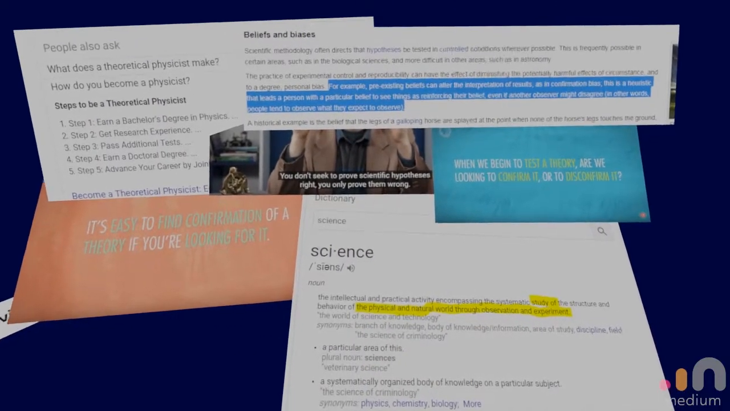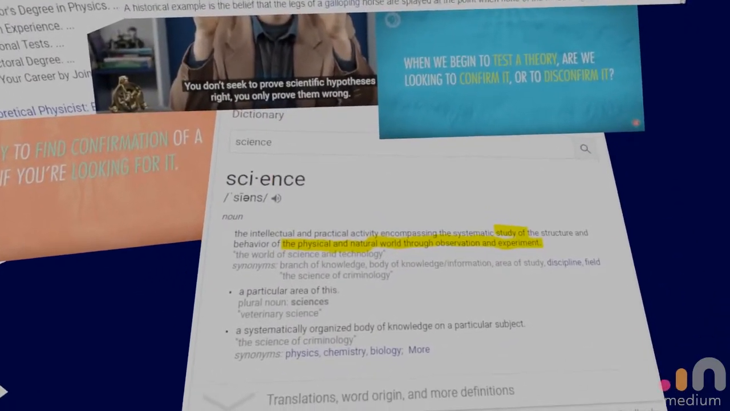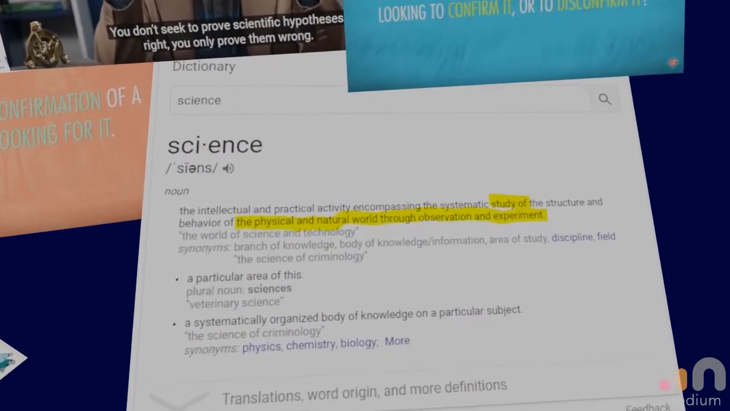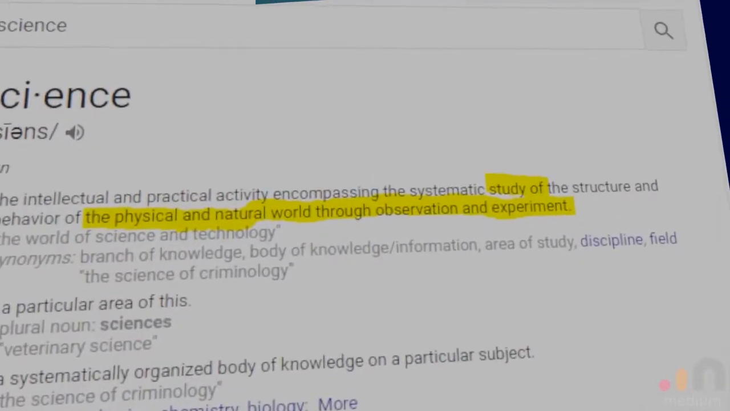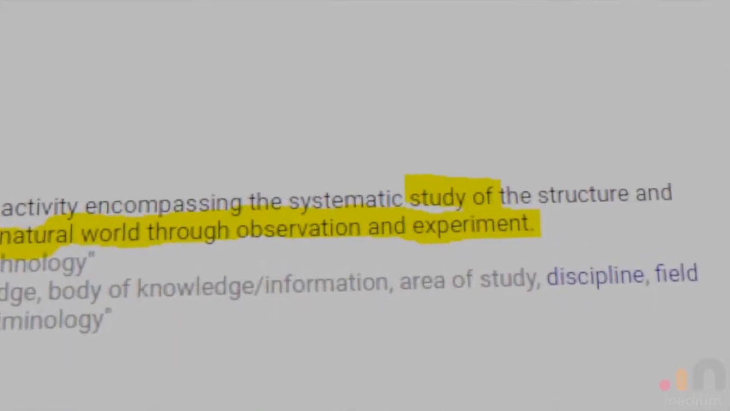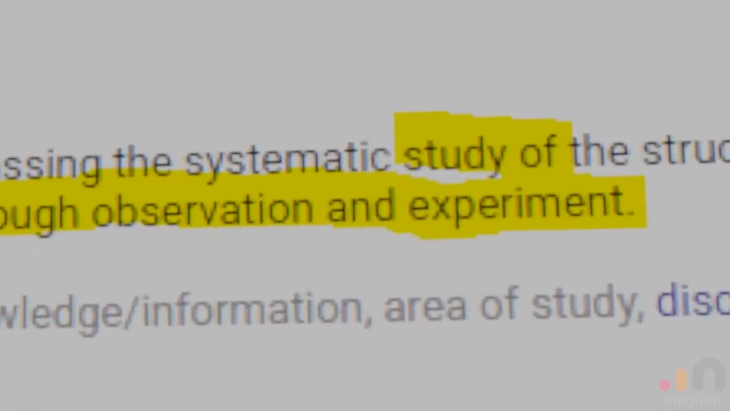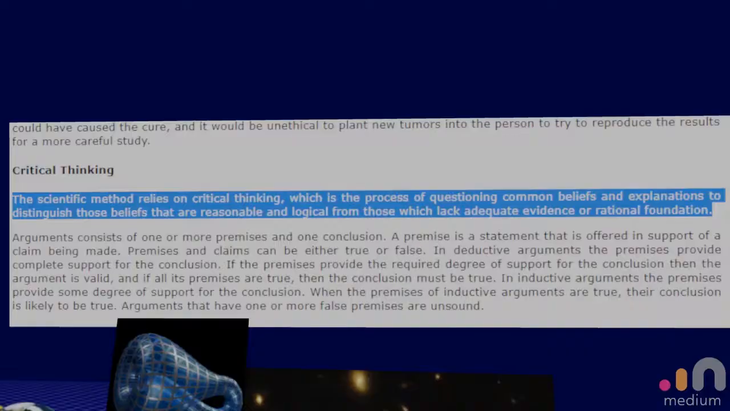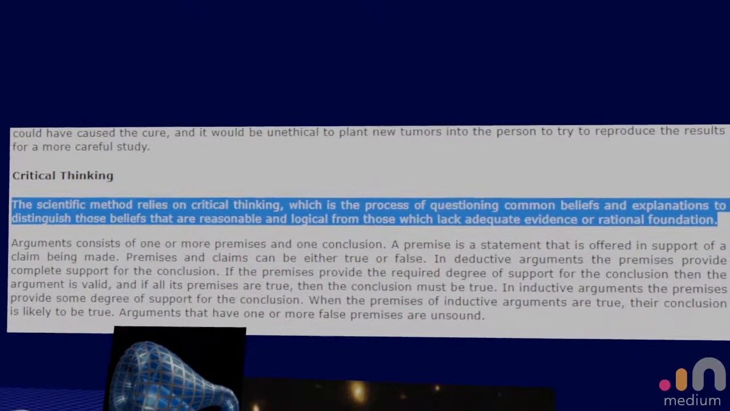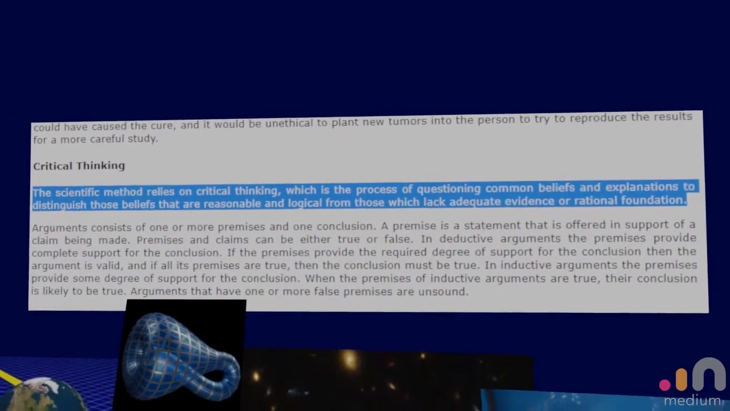Science! What does it say? Study of the physical and natural world through observation and experiment. In a pillar of modern physics, you have neither. So critical thinking. The scientific method relies on critical thinking, which is the process of questioning common beliefs and explanations to distinguish those beliefs that are reasonable and logical from those which lack adequate evidence or rational foundation.